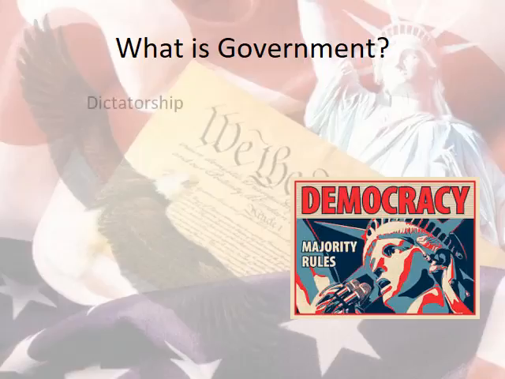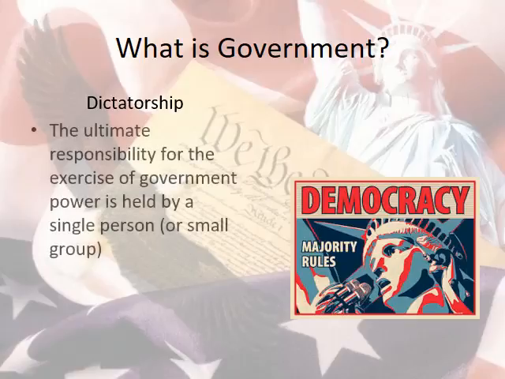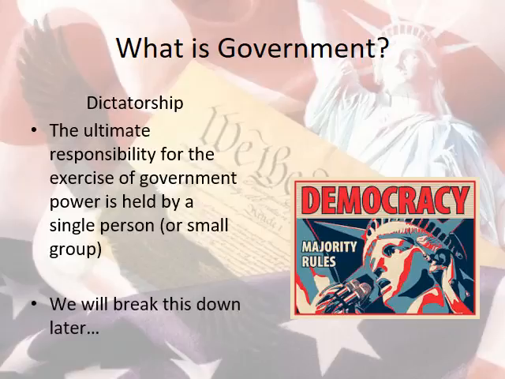All right. Let's talk about some different types of government. A dictatorship. Think to yourself, what's an example of a dictatorship? Governments that are characterized by a dictatorship have the ultimate responsibility held by the power of a single person or maybe a small group of people. For example, North Korea, under the leadership of Kim Jong-un, would be a dictatorship. But we're going to break this down later.